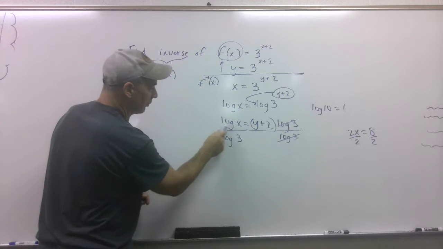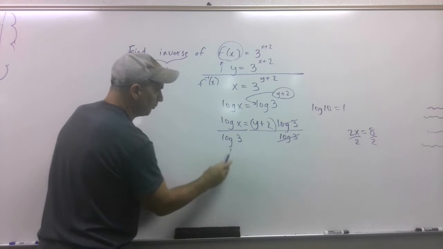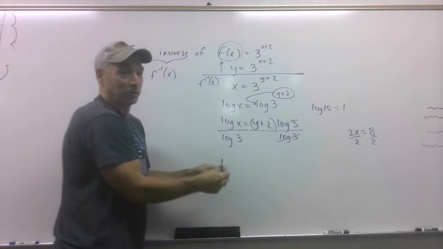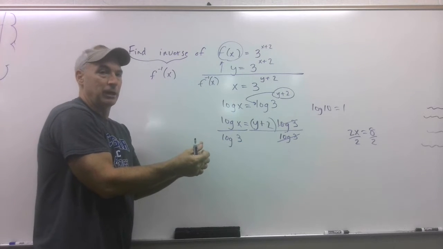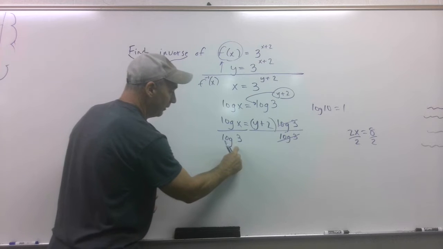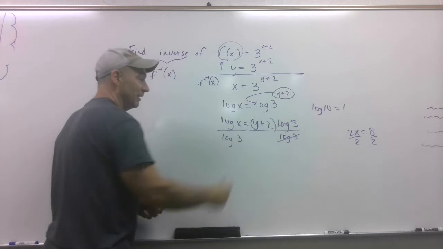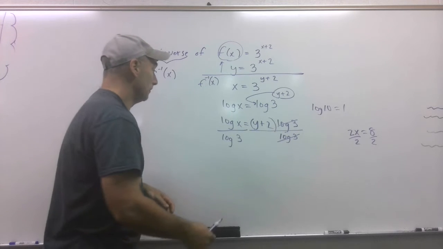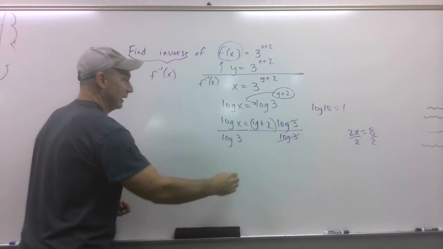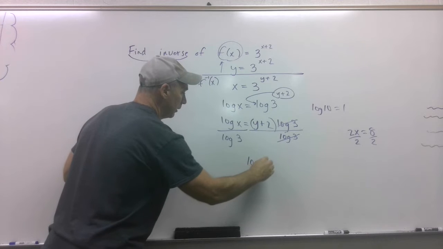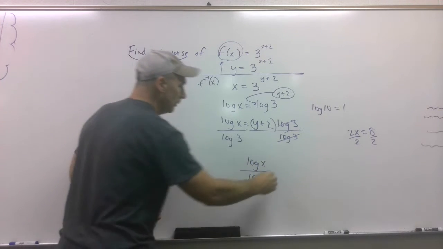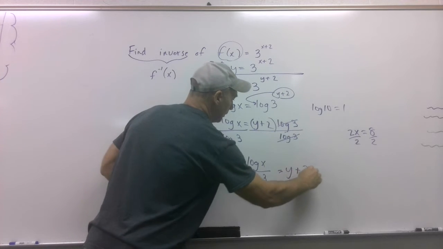Now, don't you start canceling these logs out, because if you did that, you'd be saying that's a 3. Remember, if you type in log of 3 right now, it's actually asking you 10 to some power equals 3. That's not going to equal 3. You can check it out on your calculator. So don't cancel those out. So I end up with log of x, log of 3 equals y plus 2.